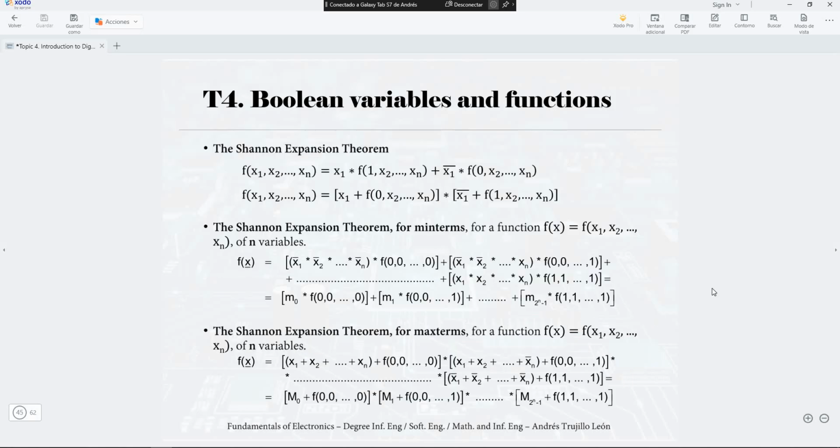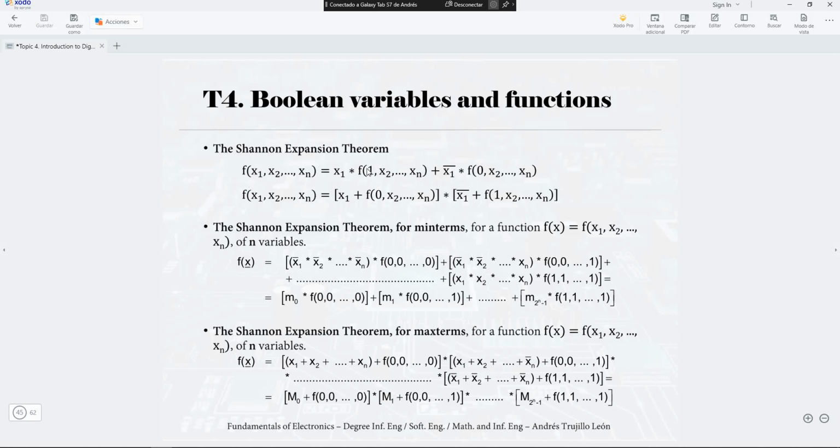Well, the Shannon expansion theorem is really important. Why? Well, I'm saying all the time that everything is important, but this is really important, at least for its consequence. When we develop the Shannon expansion theorem, we are going to reach a conclusion that is quite powerful. So let's see. It says that we can express a function as a sum of two min terms, or as a product of two max terms. Always we have one expression and the dual.